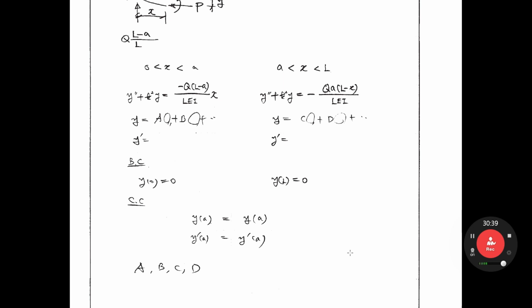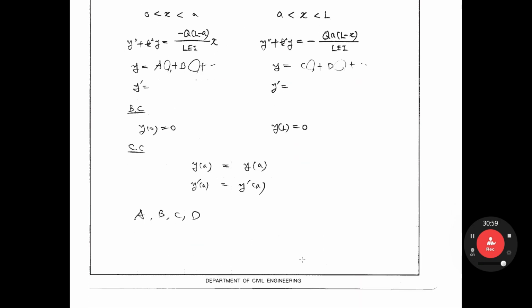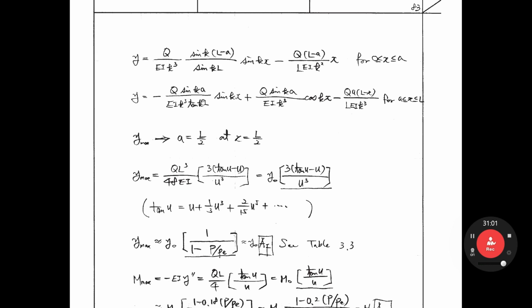Because of limited time, I do not show every detail, but you can refer to the textbook. You can see every detail. So I'd like to show some general procedure here. Then finally, you can get the second order deflection like that for this range. For that range, you can get another second order deflection. So you have two different equations due to the concentrated loading.